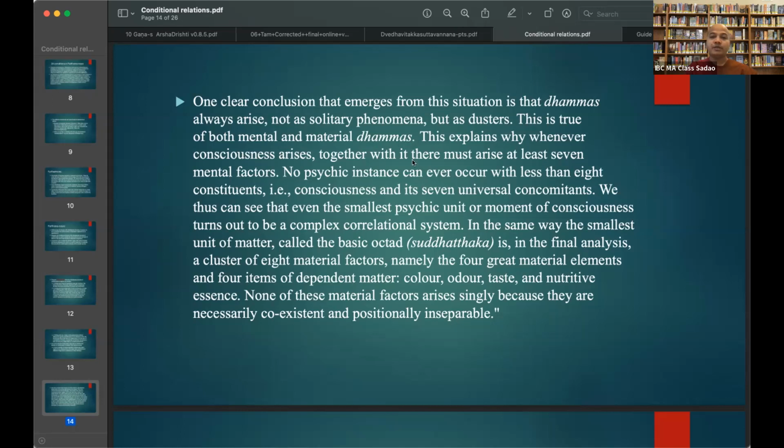This explains why whenever consciousness arises, together with it, there must arise at least seven mental factors. At least seven mental factors. Those universal chetasikas. Together with the chitta, no psychic instance can ever occur with less than eight constituents. Consciousness and its seven universal concomitants. We thus can see that even the smallest psychic unit, a moment of consciousness, turns out to be a complex correlational system.